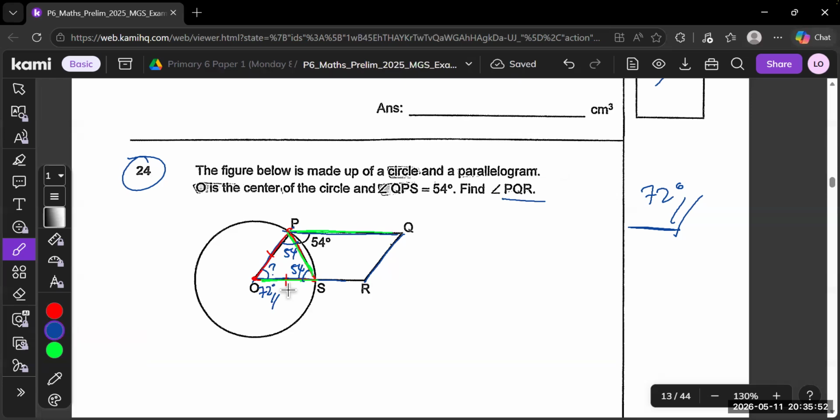So the lesson here is if you see a triangle with a circle, then you might have an isosceles triangle. Why is that so? Because of the radius. The triangle has two sides which are the radius. Okay, clear so far? Okay, let's go to the next one.